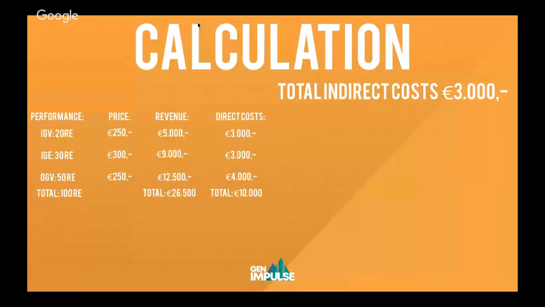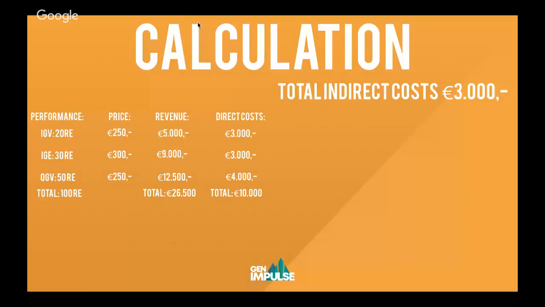Going into the direct costs, like we said, we want to decrease the IGV costs, which we did, and we invested 3,000 euros more in OGV. So we decreased IGV costs by 1,500, and we increased OGV revenues by 3,000. So basically, the entity is making 4,500 euros more in this example.